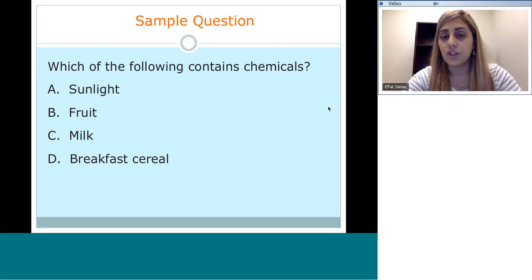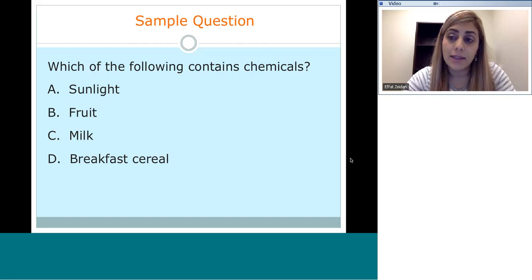Throughout this chapter and the future chapters, we will always have sample questions for each section that we cover, just to make sure that we understand what we talked about before. It's kind of like a study check for us to make sure that we understood the concept that we just covered. This sample question asks the following: which of the following contains chemicals? A, sunlight; B, fruit; C, milk; D, breakfast cereal.